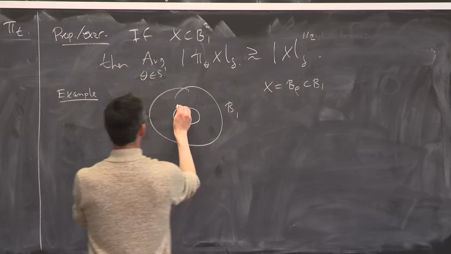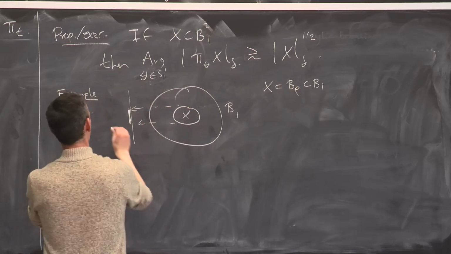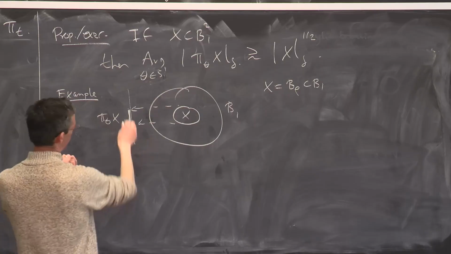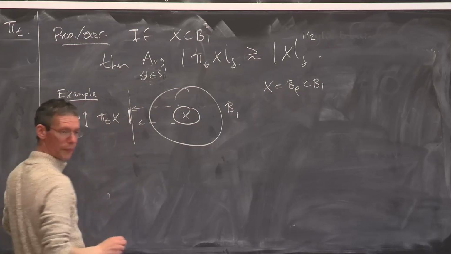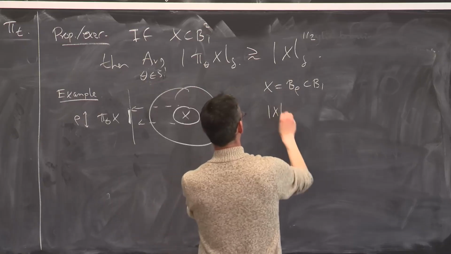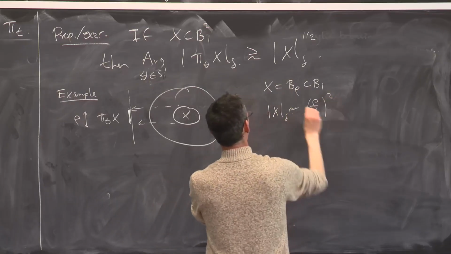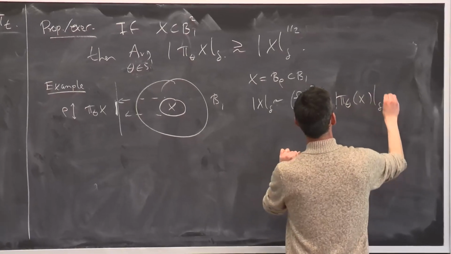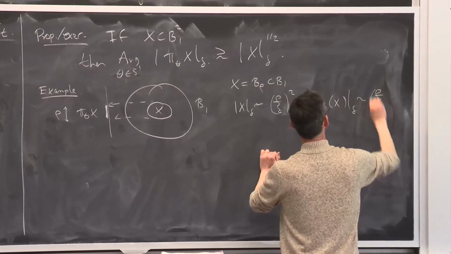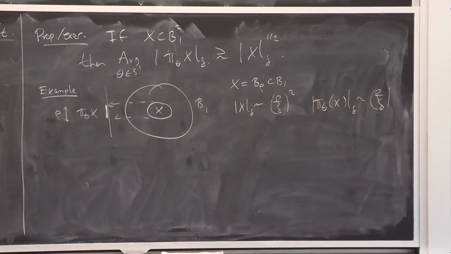OK. Then when I perform an orthogonal projection, here's pi theta of x. In any direction, I'll get a line of length rho. So I see that the delta covering number of x is like rho over delta squared. And the delta covering number of pi theta of x is like rho over delta. So this is the square root of that. OK. And this is the best thing to do.